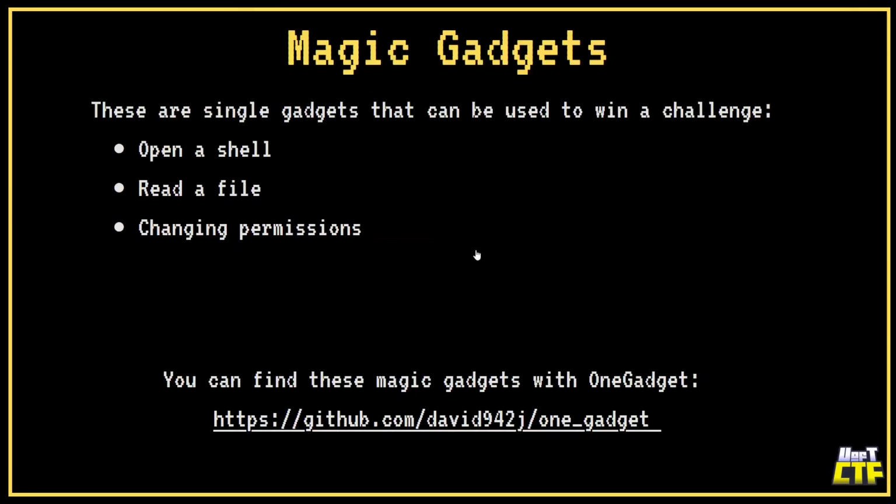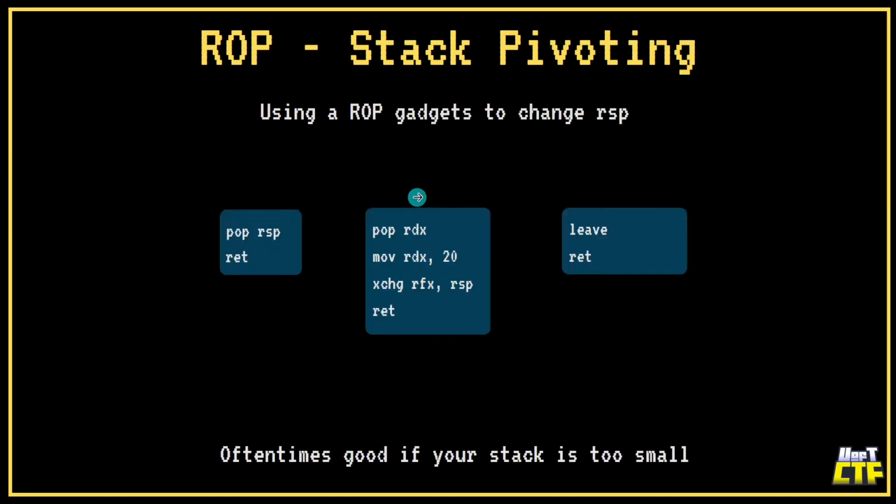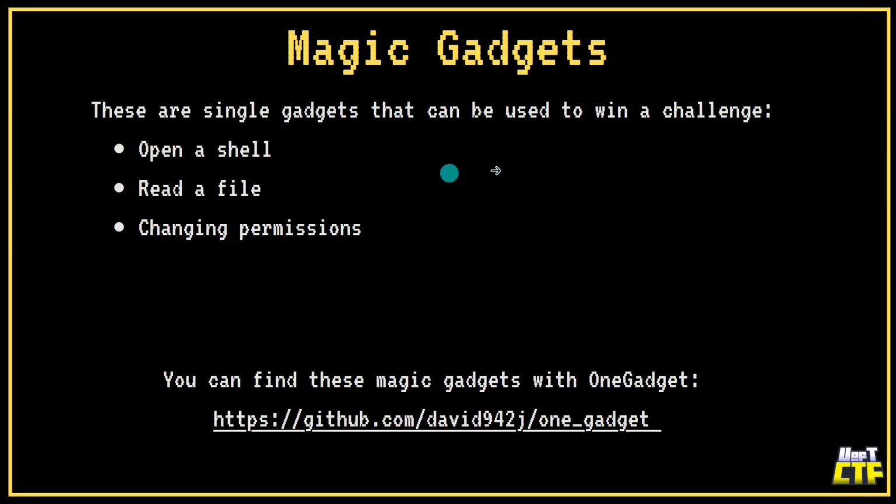So magic gadgets are simple gadgets that can be used to win a challenge. Like we did a whole ROP chain, right? And our ROP chain was simple. The ROP chain that we used to solve the challenge was actually kind of simple. You can have ROP chains that go really, really long. So sometimes it's nice to find any gadget that can immediately win a challenge, whether that be opening a shell or reading a file or changing permissions.